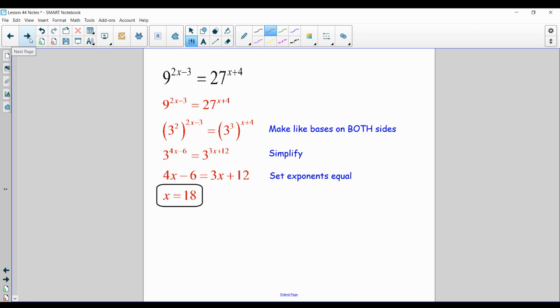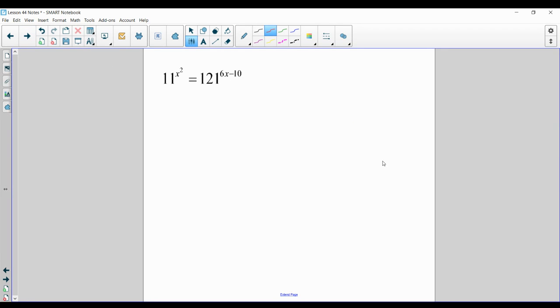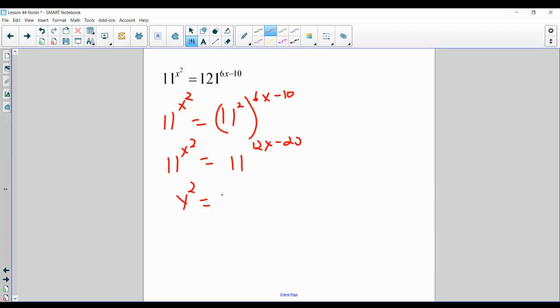All right, why don't you take a moment and think about that one. All right, so on this one, that'll be 11 squared. So this would be to the 12x minus 20. So that means x squared would equal 12x minus 20, again, since we have the like bases.